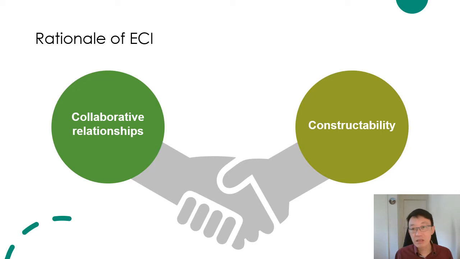And the second reason is constructability. Constructability is about how easy the design of the project can be built. That's the basic meaning of constructability. So by involving the contractor in the design stage, the contractor can provide advice to the client and the design team and ensure that the design can actually be built easily and in a safe manner. So that's the reasons behind the use of ECI in construction projects.